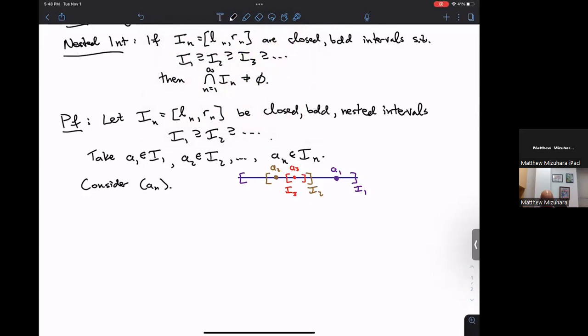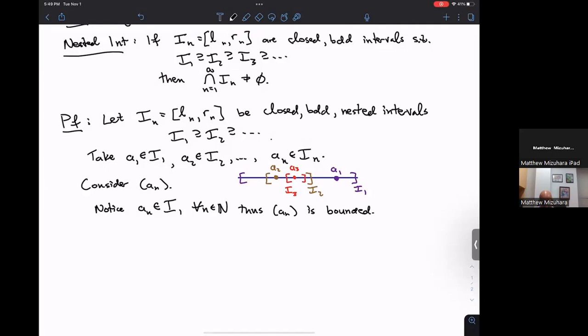So what do we know about the sequence An? Well, looking at the picture, something I notice immediately is that all of the A sub n are actually contained in just I1. And this is because the intervals are nested. And why is this an important observation for all natural numbers? Well, this tells me that the sequence is bounded, right? It has a lower bound, it has an upper bound. So thus, the sequence An is bounded.